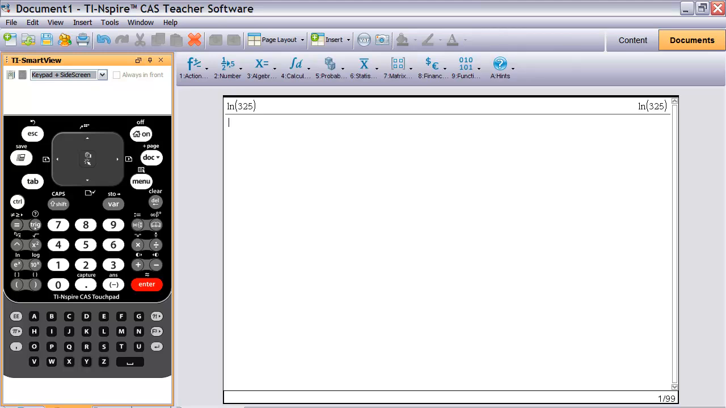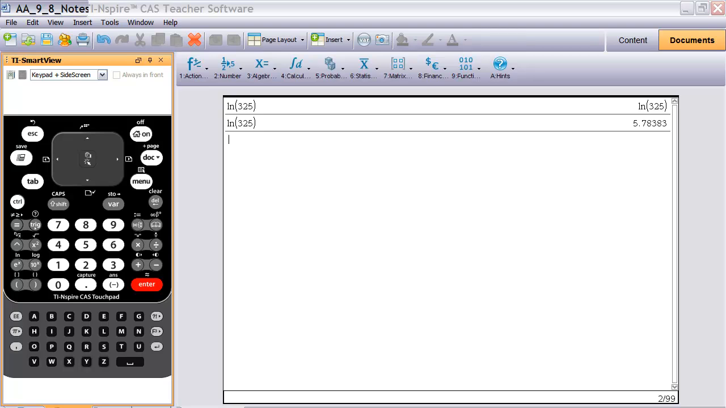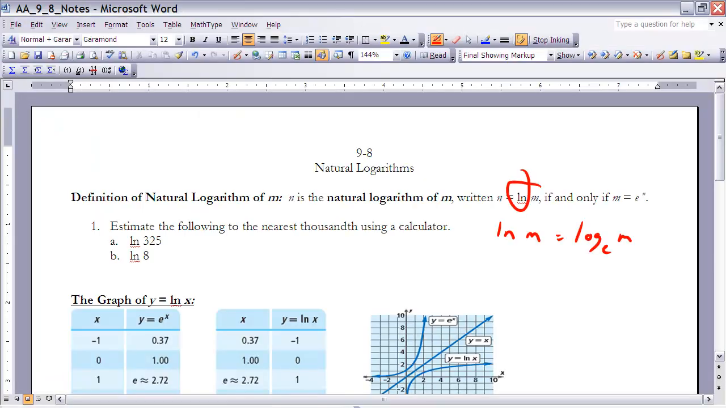But if instead I hit control enter, it's going to give me the value that I'm looking for, which would be 5.78383. Now, the problem asked you to give your answer to the nearest thousandth. So when I write my answer, it's going to be approximately equal to 5.784 if we round that to the nearest thousandth.